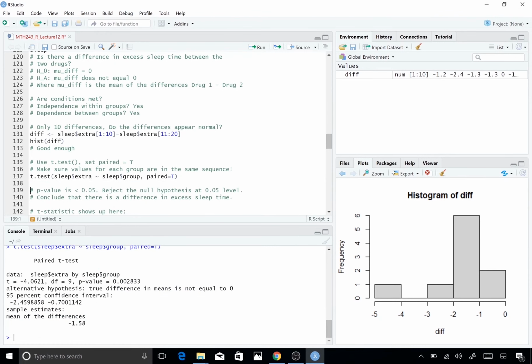The t statistic is negative 4.0621. The p-value is 0.002833. That low p-value gives us strong evidence that the null hypothesis is not true. It doesn't list the means though, so we have to figure out how it's subtracted in order to interpret this confidence interval.